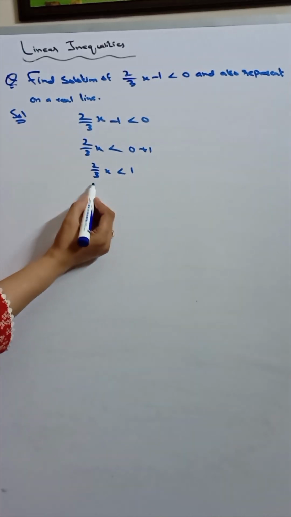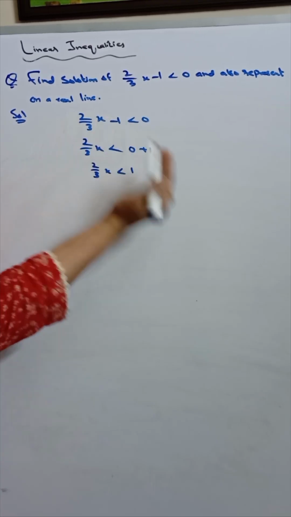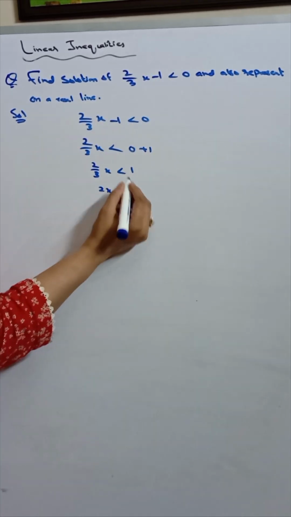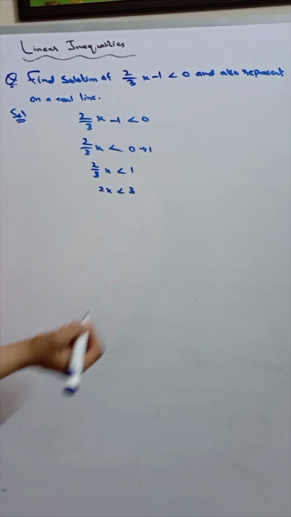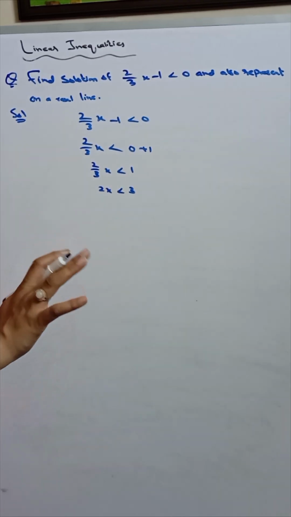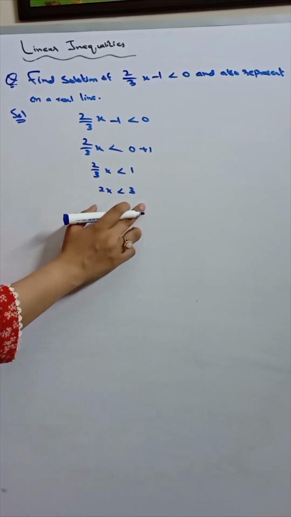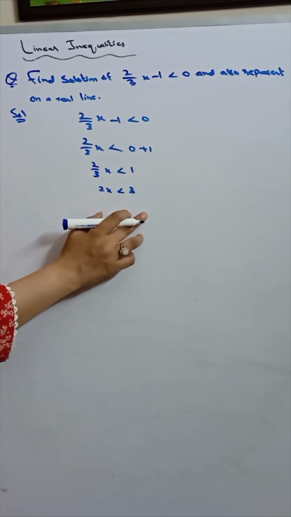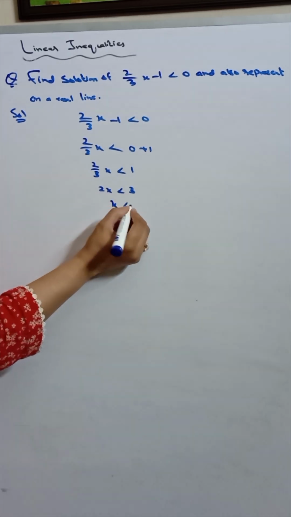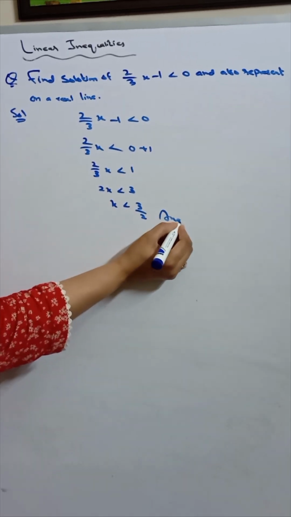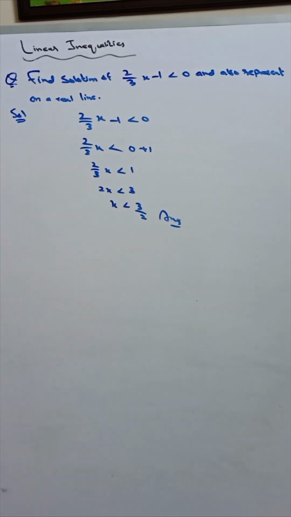Now 3 is dividing here, but after moving towards the right side it will multiply. 2x less than 3 ones are 3. Any confusion here? I hope not. Now again we need to remove this 2, as 2 is multiplying here. After the equals sign, it will, yes, you are right, divide. x less than 3/2. Answer. Any confusion? I hope not.